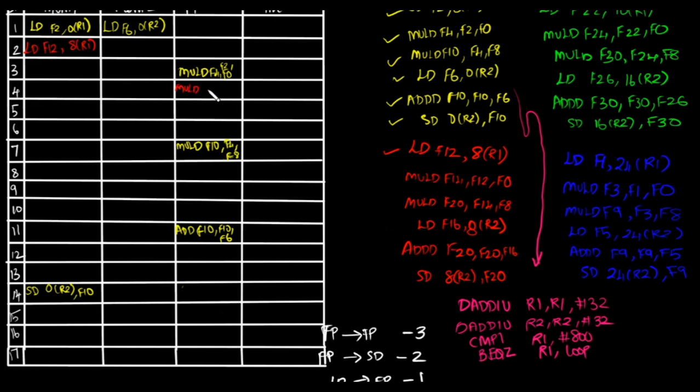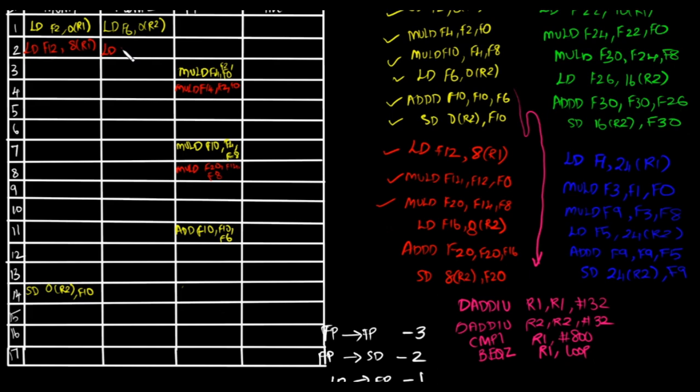Mul D F14 comma F12 comma F0. So we have scheduled this one. Again, this mul should be 3 clock cycles away from this one, so obviously it will come consecutively. So mul D F20 comma F14 comma F8, and this load can be scheduled together here.